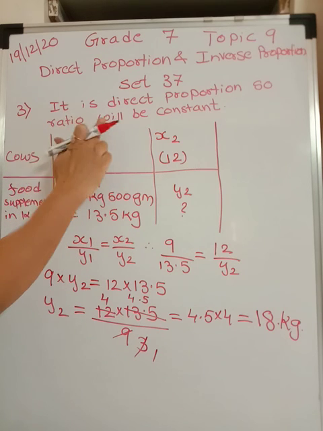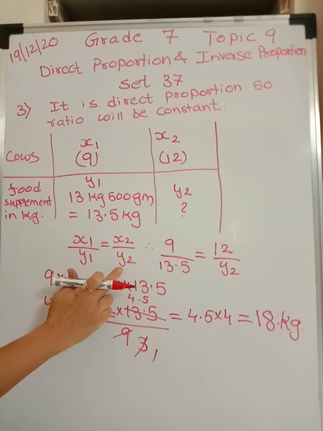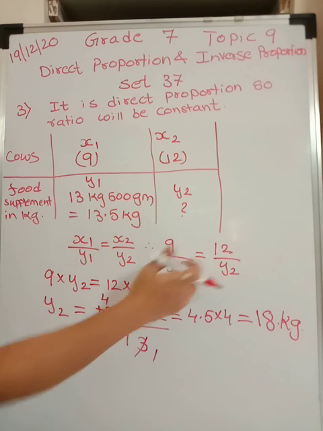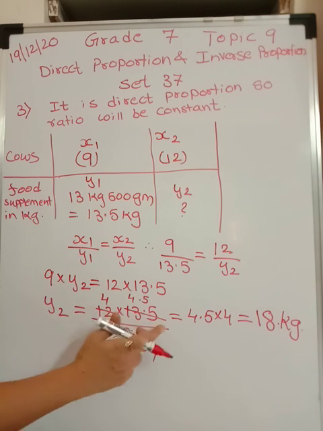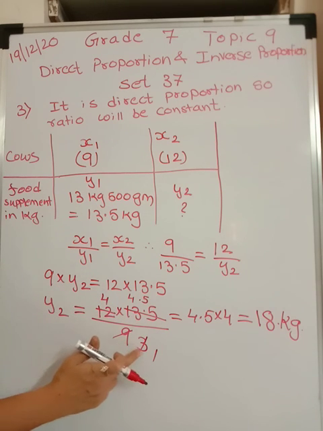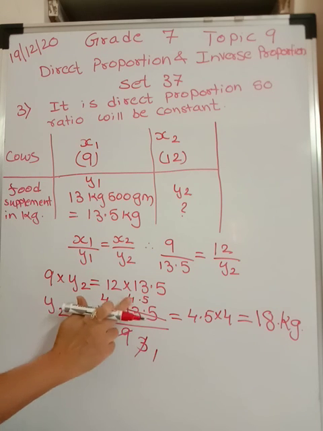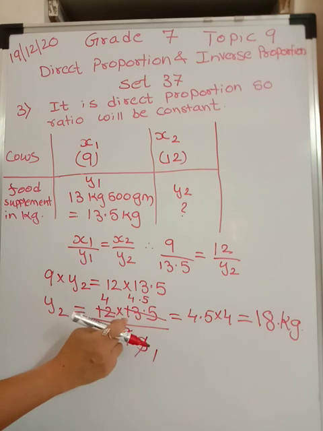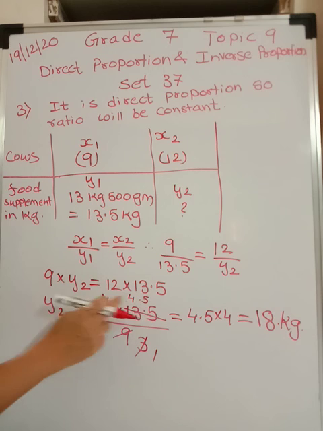Now because it is direct proportion, the ratio will be constant. x1 upon y1 equal to x2 upon y2. So 9 upon 13.5 is 12 upon y2. Cross multiply. You get y2 is equal to 12 into 13.5 upon 9. 3 3s are 9, 3 4s are 12, 1.5, 3 5s are 15. So at the end you get 4.5 into 4, which is equal to 18 kg.